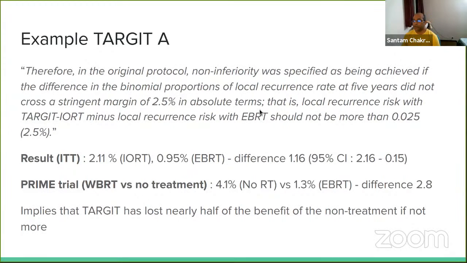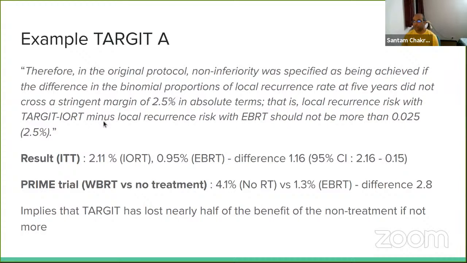Now, in the next slide, you will understand what is the problem with this statement, but let us go from here. That is, the local recurrence risk with TARGET IORT minus the local recurrence risk of EBRT should be no more than 0.025, that is 2.5%. What they found in the intention to treat analysis is that in the IORT arm, the 5-year local recurrence rate was 2.11% versus 0.95% in the EBRT arm. The difference was 1.16. The 95% confidence interval was between 2.16 and 0.15. And they claimed that TARGET-A is non-inferior.